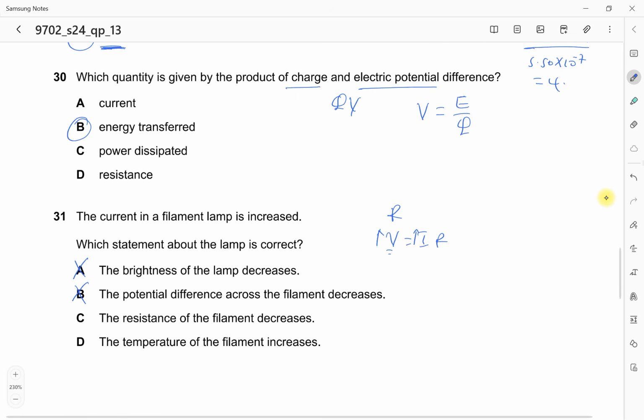The temperature of the filament lamp increases. So for a filament lamp, as the current increases, the temperature is going to increase. That's when the resistance will decrease. So the resistance will decrease after the temperature has increased to a greater value. So the answer is going to be D rather than C. Of course, C and D look to be almost correct, but it is D which leads to C. C cannot lead to D. So the answer is D.